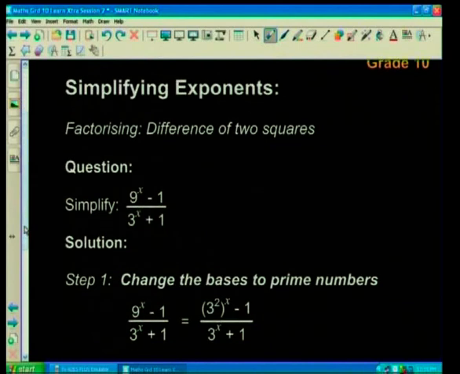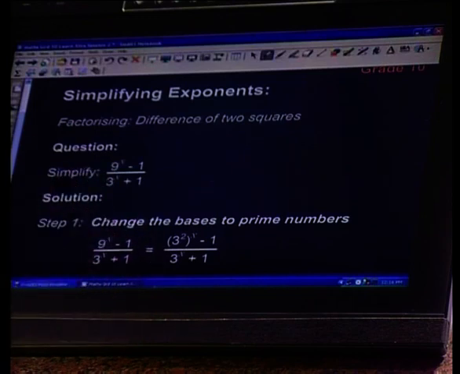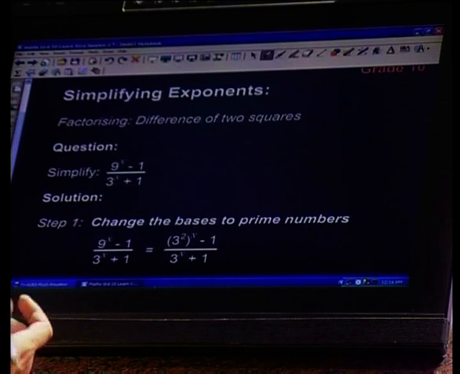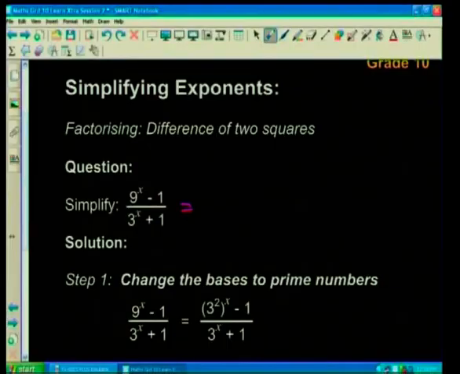Now, in this one, they've given us a clue again, factorizing, and it's going to be a difference of two squares. If I were to look at this in a test or an exam, my initial response would probably be of panic. That's why you must always do what you can do first and then let the rest take care of itself. Now, our first step is always to find products of its prime factors. So let's start by making 9 into 3 squared, to the power of x minus 1. At the bottom, 3 to the power of x, there's not much we can do there.